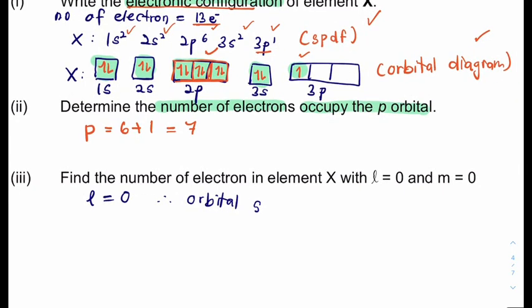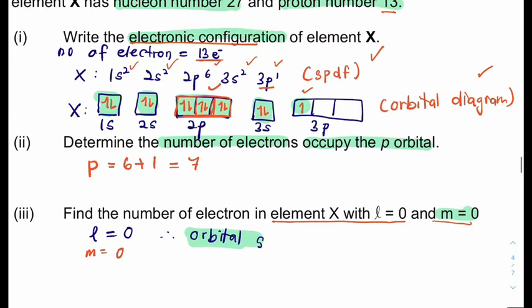And next, find the number of electron in element X with L equal to 0 and M 0. So L equal to 0 means the orbital S. Okay, dan M pun of course lah, kalau L 0, M also will be 0. So kita nak kena cari orbital S. Okay, so orbital S ada berapa? 2, 4, 6. So number of electron will be 6 electron.